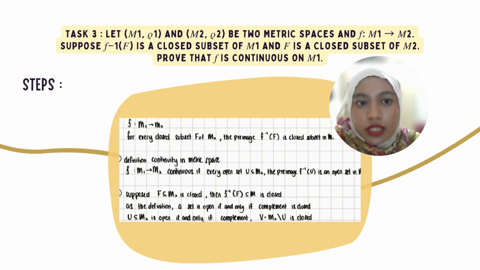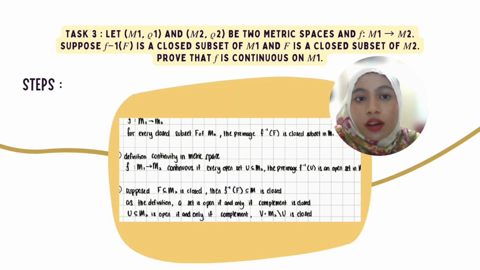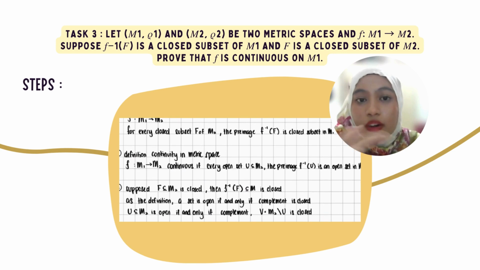For question number 3, it says that M1 and M2 are two metric spaces, and our function f maps M1 to M2. Suppose that the pre-image f^-1(F) is a closed subset of M1 whenever F is a closed subset of M2. Prove that f is continuous on M1. When we want to prove that f is continuous on M1, we need to show that for every closed subset F of M2, the pre-image f^-1(F) is a closed subset in M1.